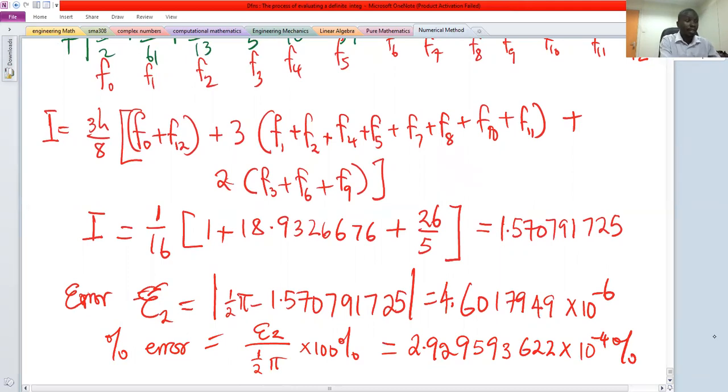Now, when you compare this answer when n is 12 with the case of Simpson's one-third rule when n was 12, the percentage error in that case was 2.77 times 10 raised to the power minus 5, which is less than this value for the Simpson's 3/8 rule, which is 2.93 times 10 raised to the power minus 4.